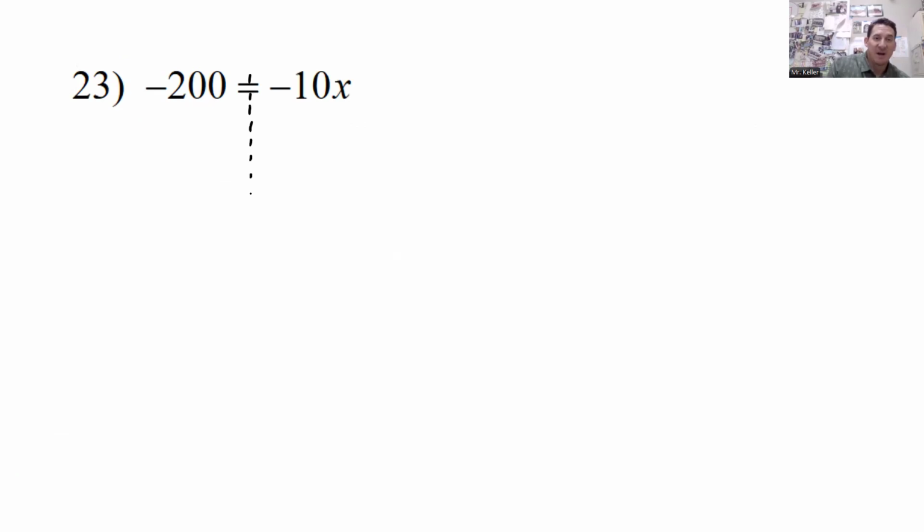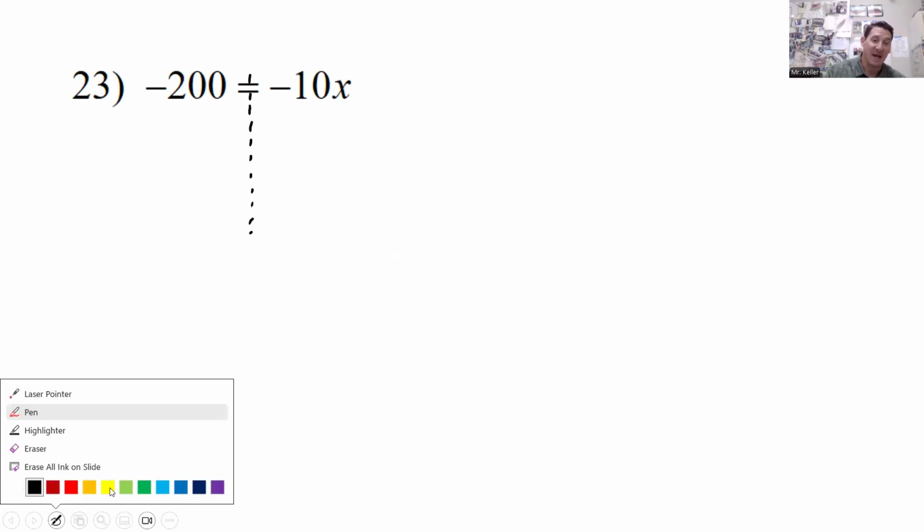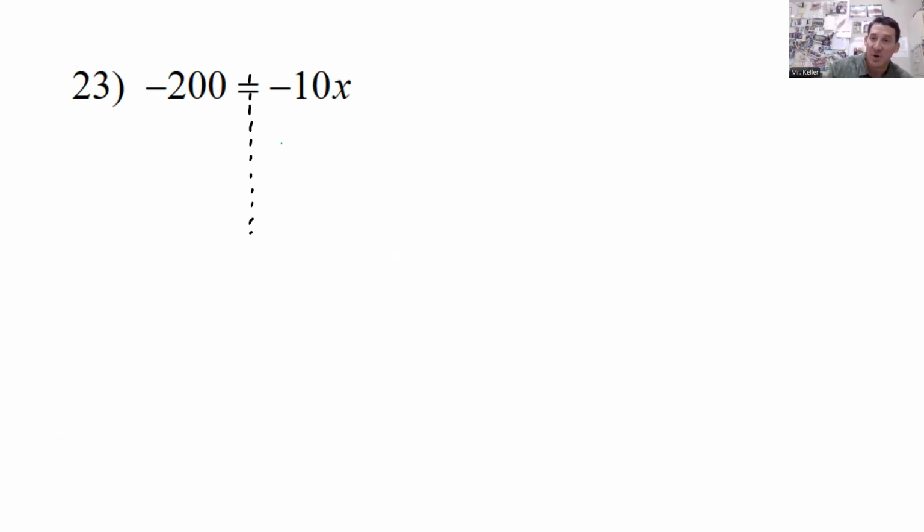Next one here, again, just be careful with the negatives. -200 is equal to -10 times x. Again, we are not subtracting 10, we are multiplying by -10. So the opposite of multiplying by -10 is dividing by -10.